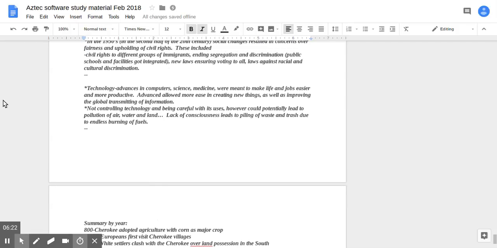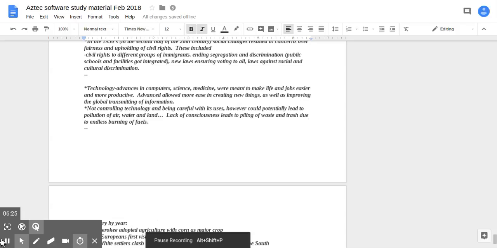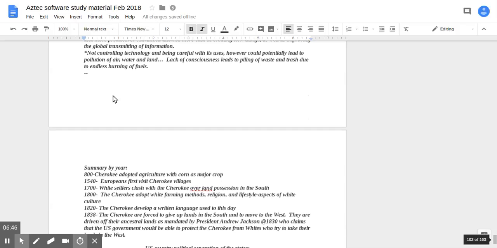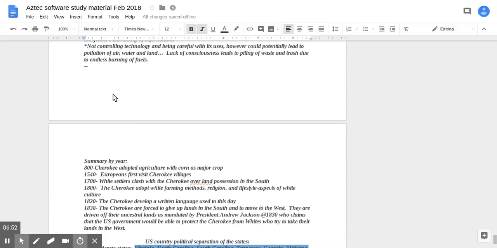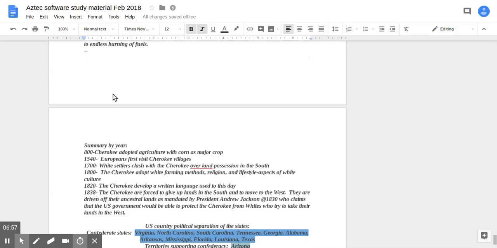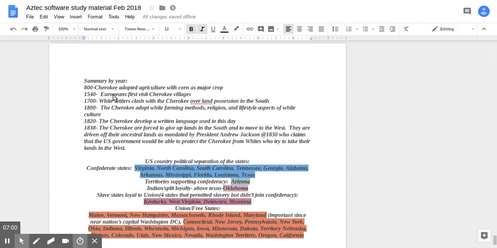Technology advances in computer science and medicine were meant to make life and jobs easier and more productive. Advances allowed more ease in creating new things as well as improving the global transmitting of information. Not controlling technology and being careful with its uses, however, could potentially lead to pollution of air, water, and land. And the lack of consciousness could lead to piling of wastes and trash due to endless burning of fossil fuels, etc.